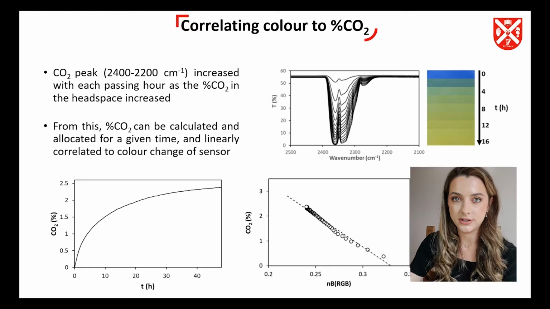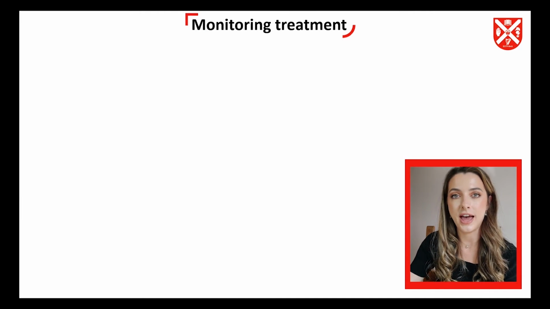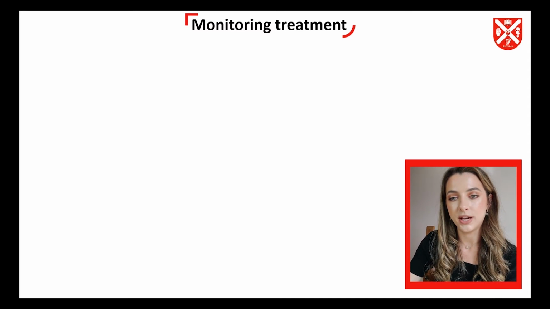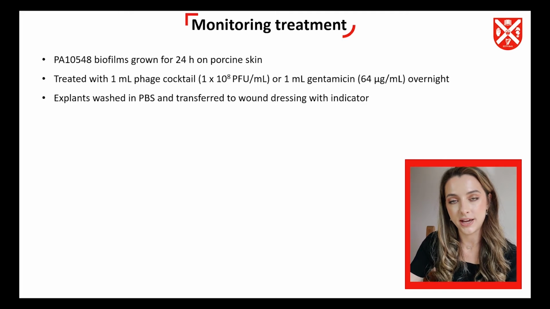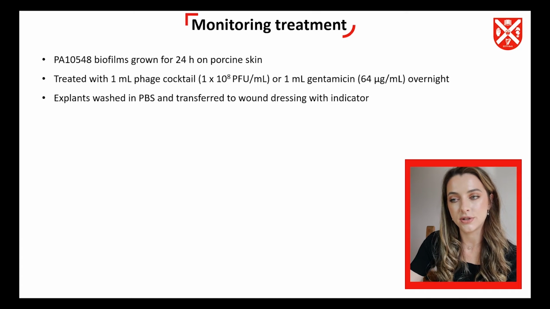Of course, it is important to monitor the onset of infection, but it would also be really great to monitor the efficacy of treatment. So for this experiment, I grew the Pseudomonas aeruginosa biofilms for 24 hours on pigskin and did 2 treatment options. So the first was with a phage cocktail that I knew was only going to get about a 2 log reduction in bacteria, so I knew it wasn't going to completely eradicate the infection. And then gentamicin at a concentration of 64 micrograms per mil.